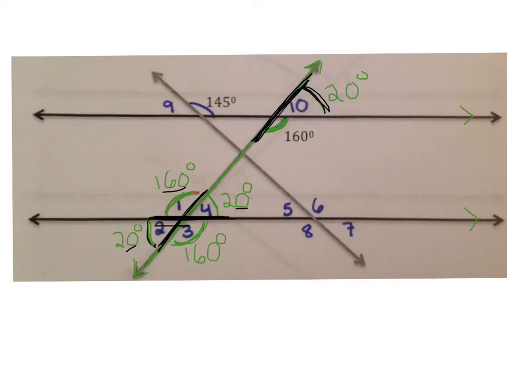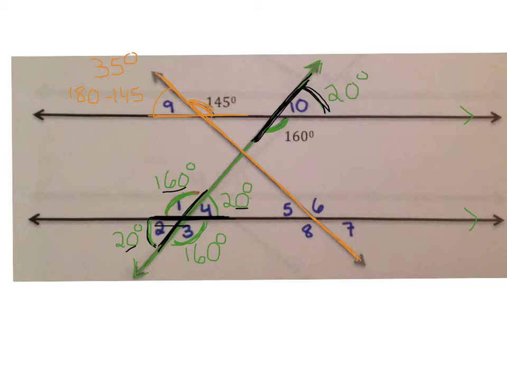Alright, so now let's focus on this second transversal. Let's just look at the orange one and ignore the green one. So you're given 145 degrees. Well, right next to it, this makes a straight line, so to find measure angle 9, we would have to do 180 minus 145, which is equal to 35 degrees. So let's go from there.